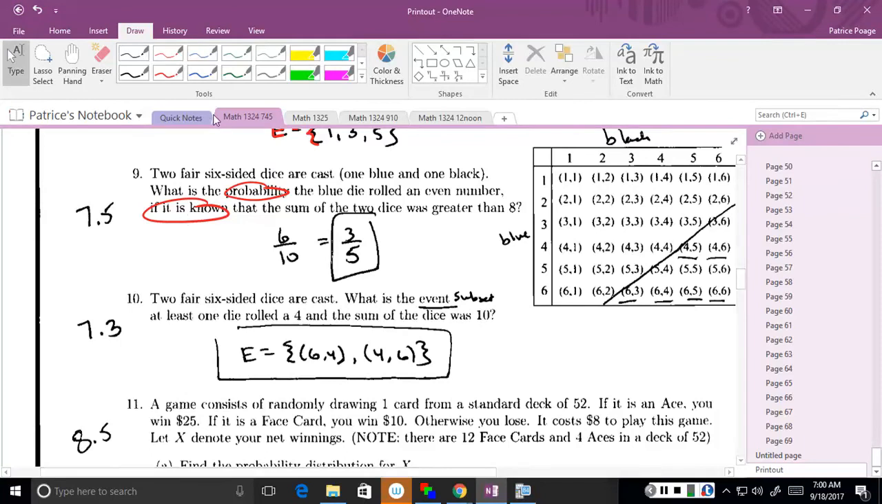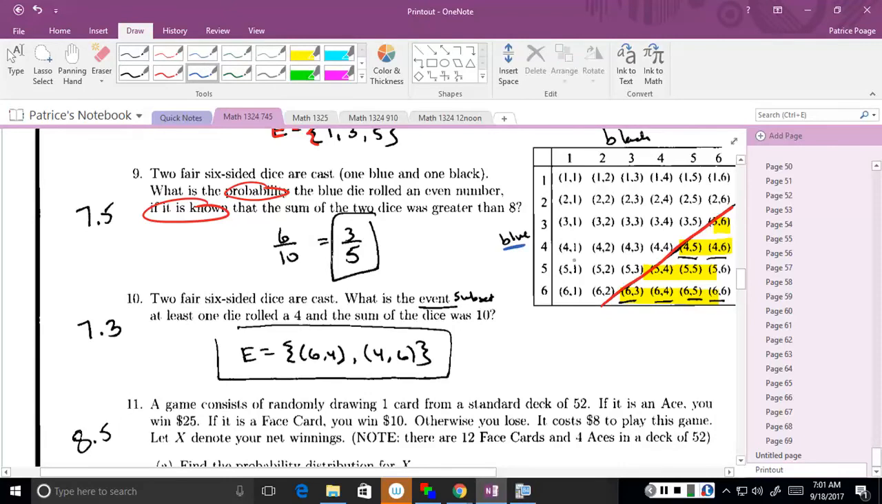That tells us it's not out of 36, it's out of what we know. It's known that the sum of the 2 dice was greater than 8. So I can come in here and draw a line and say, okay, greater than 8 happens right there. There's 10 of them. So instead of out of 36, it's going to be out of these 10. Out of these 10, we're looking for the probability that the blue die rolled an even number.